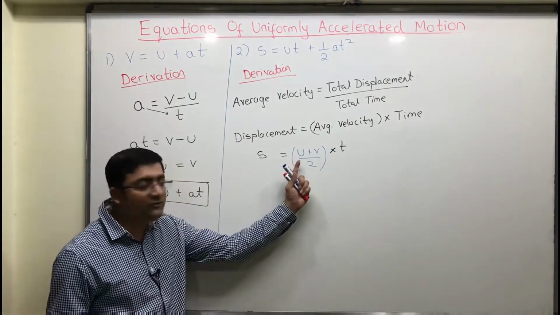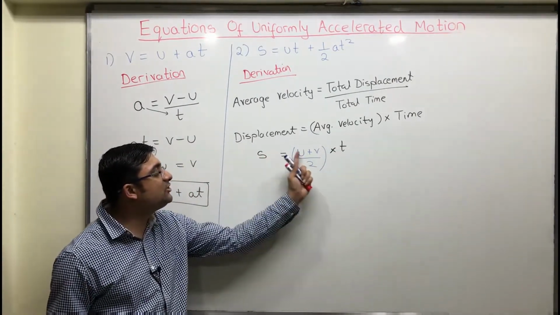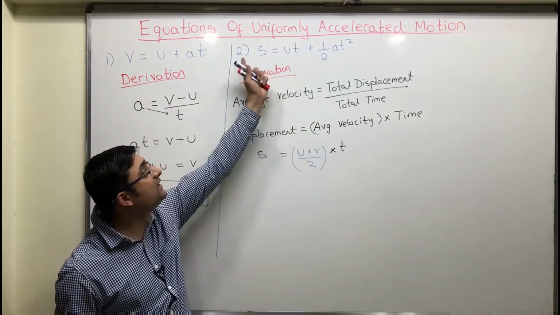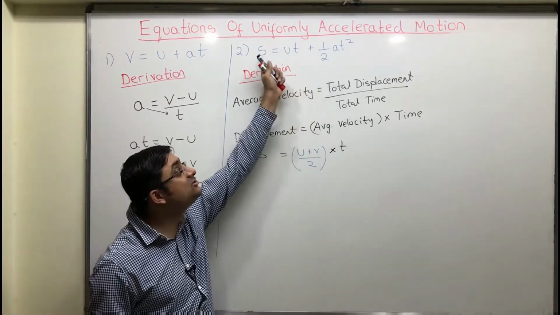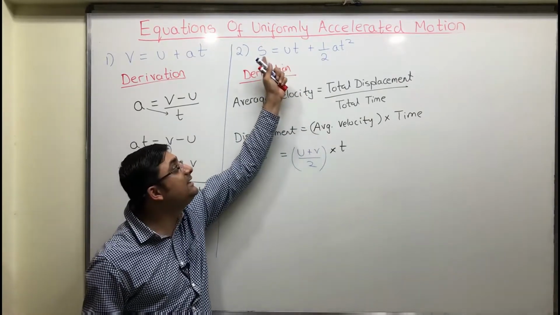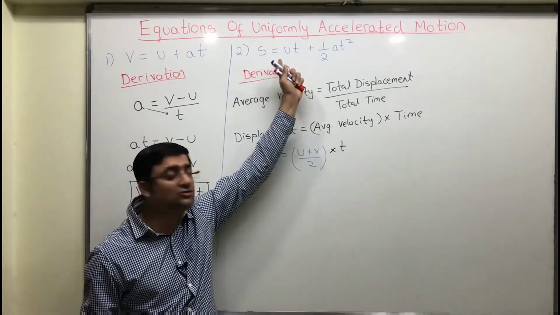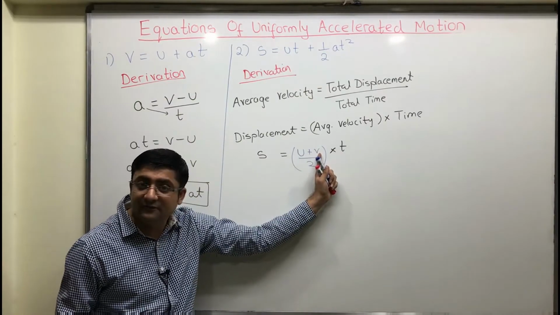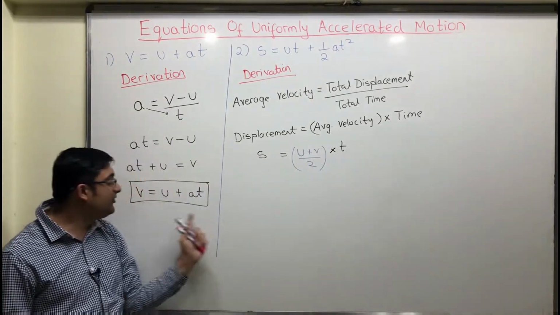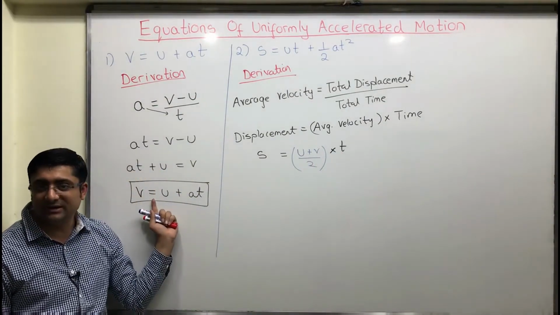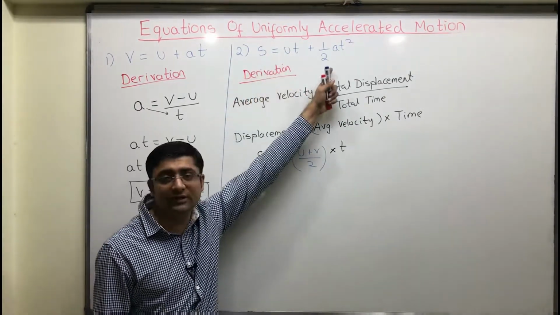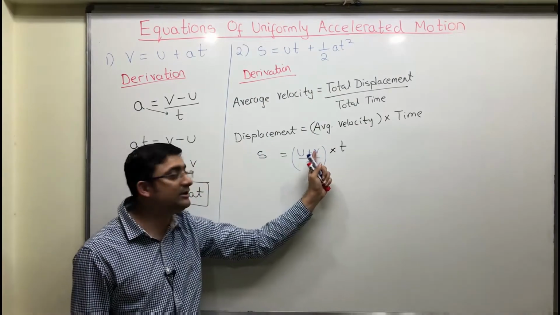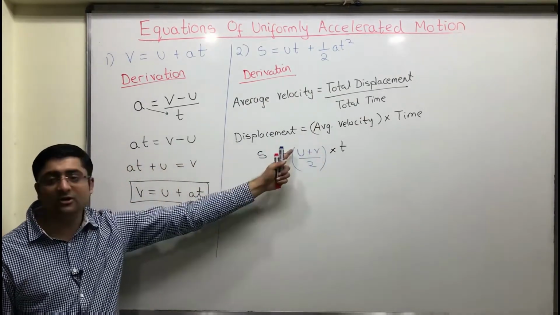Now if you notice carefully over here guys, we have s, u, v and t. But if you look at the second equation of motion, we have s, u, t and a. There is no v over here. I repeat, in the second equation of motion, there is no v. That means we have to eliminate v. How do we eliminate v? We already have v is equal to u plus at. So we'll substitute this value of v over here.